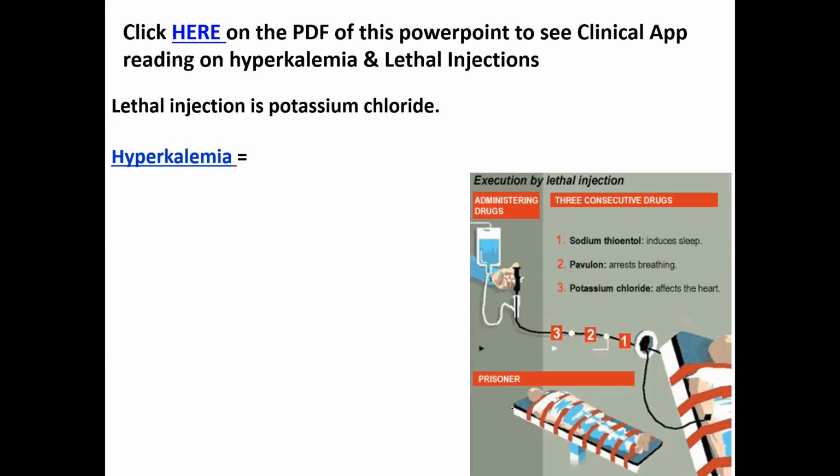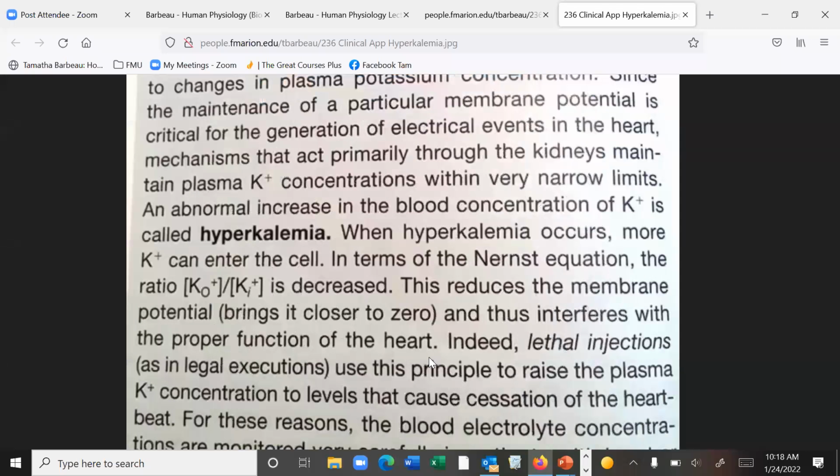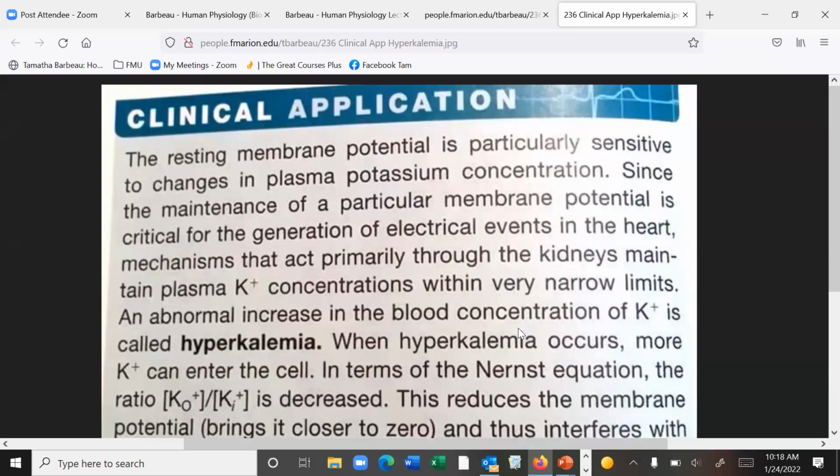All right. So here, and I've got a PDF. If you click this, when you're online looking at this PDF, you get to this clinical application, the place I stopped for today. And what it says, the resting cell potential is sensitive to changes in plasma potassium. If sodium is always stimulatory, potassium is always inhibitory. Potassium makes cells kick back and relax and makes cells rest.